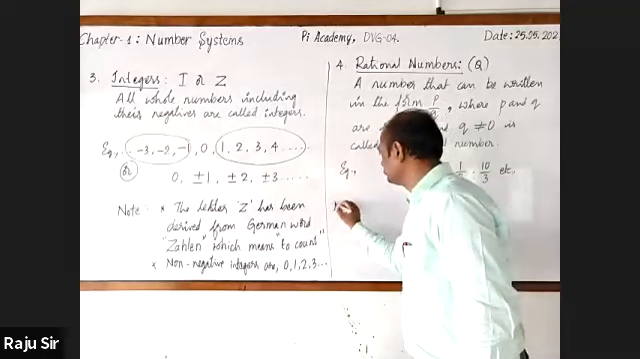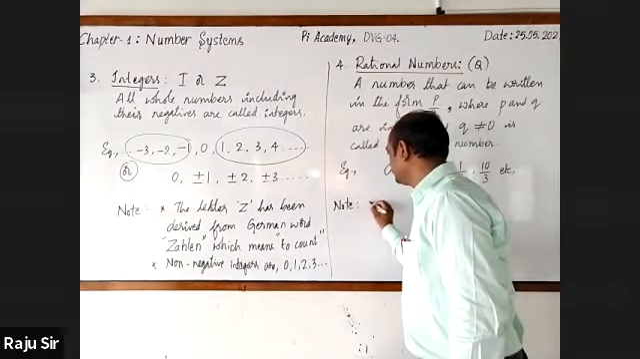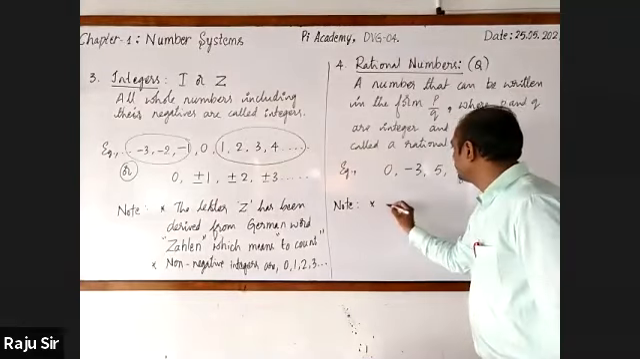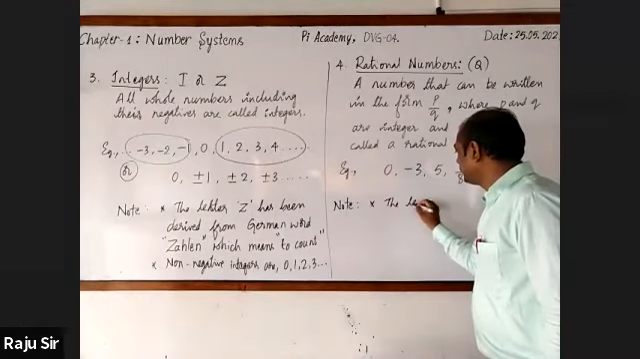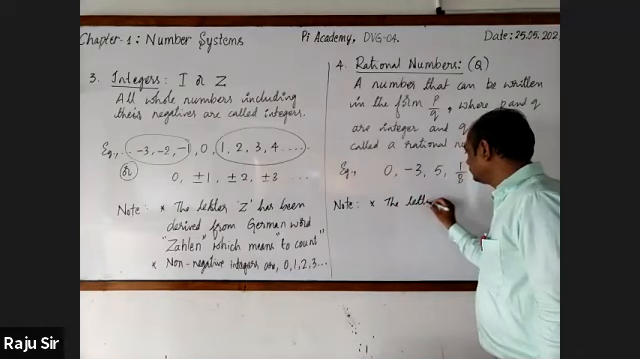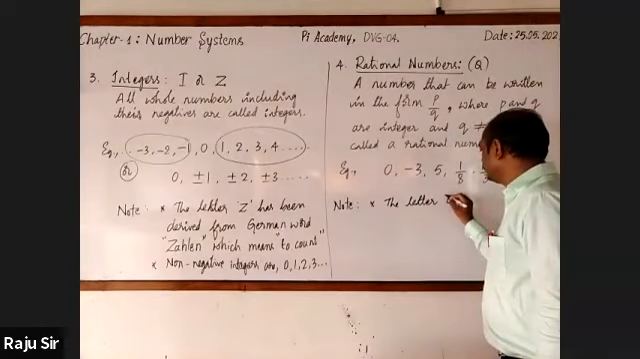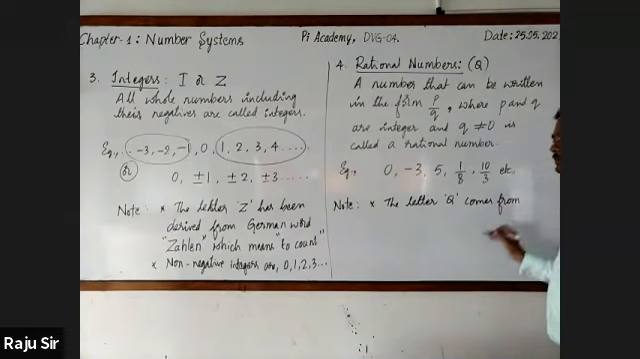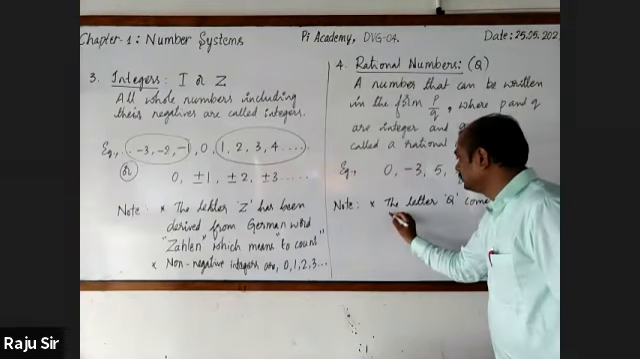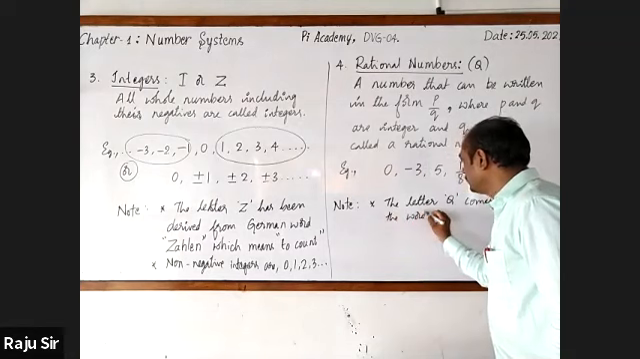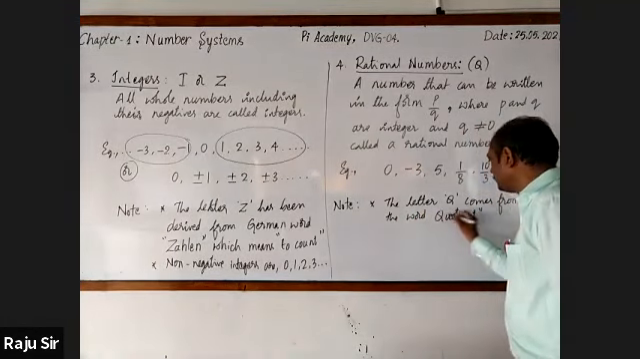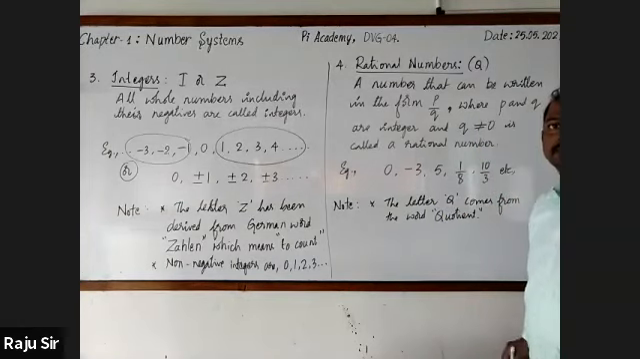Note. First point: the letter Q comes from the word quotient.